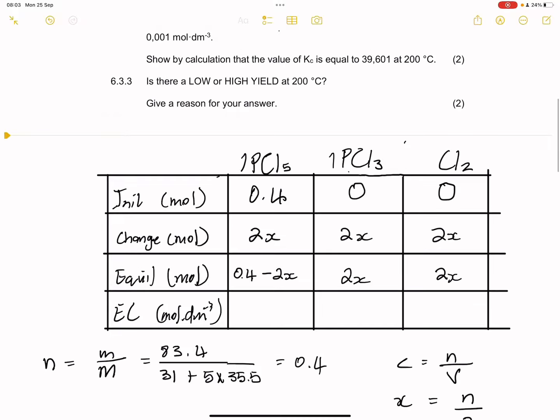To get concentration, you say number of moles divided by the volume, which is 2. So if I take 0.4 minus 2x divided by 2, that will give me 0.2 minus x. And the concentration here, 2x divided by 2, will give me x. And of course, that will also give me x.